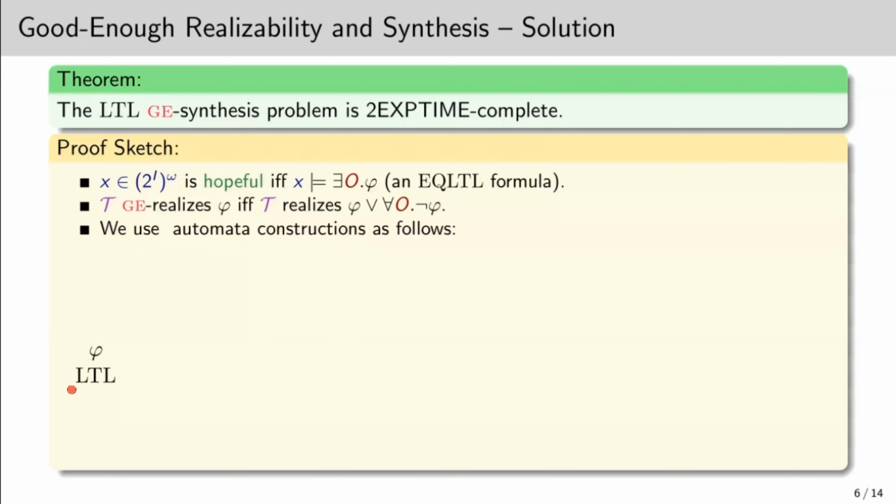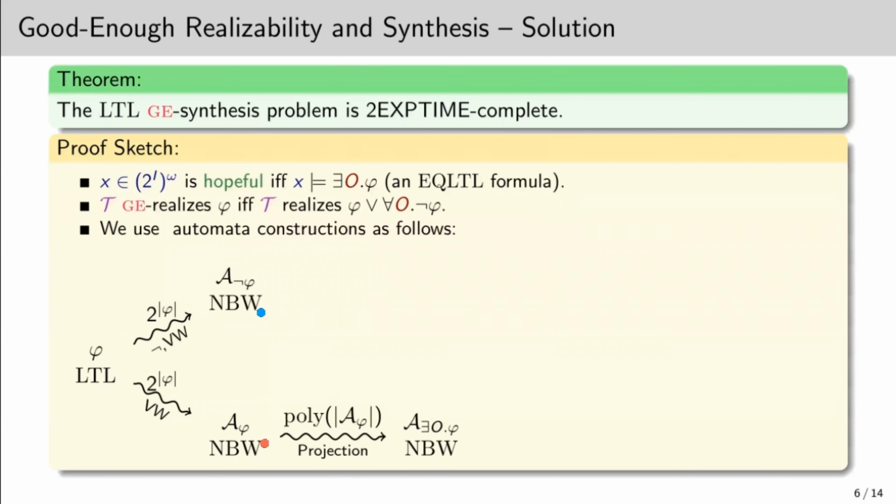We start with the LTL formula phi and use the Vardi-Wolper translation to non-deterministic Büchi automata to obtain an automaton that is equivalent to phi and an automaton that is equivalent to the negation of phi. These constructions involve a single exponential blowup. We now take the automaton for phi and introduce more non-determinism by projecting away the outputs. This gives us a non-deterministic automaton equivalent to the formula exists output such that phi. Note that there is no blow up in size here, just possibly adding edges.